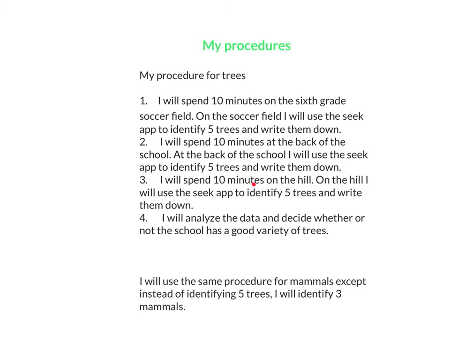3. I will spend 10 minutes on the hill. On the hill, I will use the CCAP to identify 5 trees and write them down. 4. I will analyze the data and decide whether or not the school has a good variety of trees. I will use the same procedure for mammals, except instead of identifying 5 trees, I will identify 3 mammals.